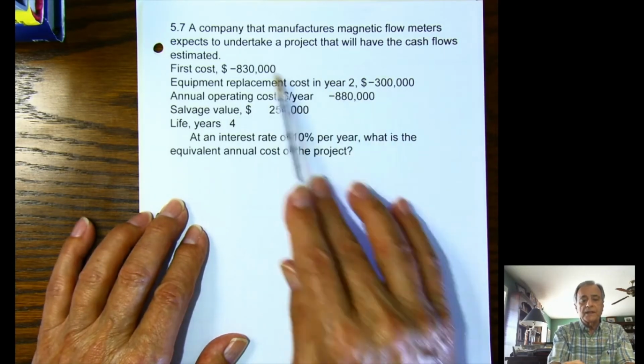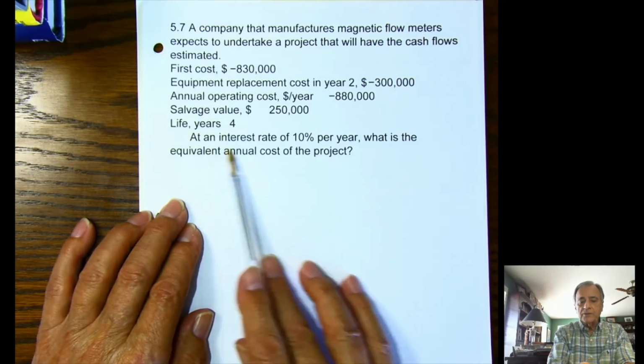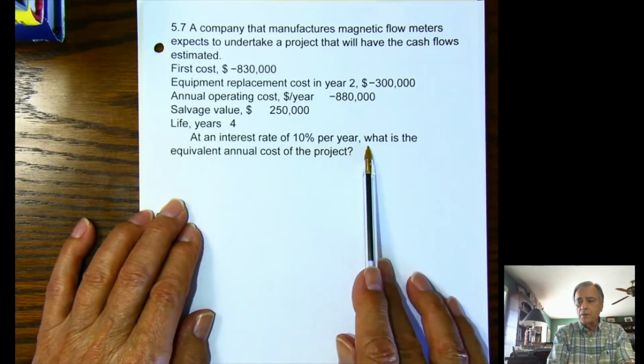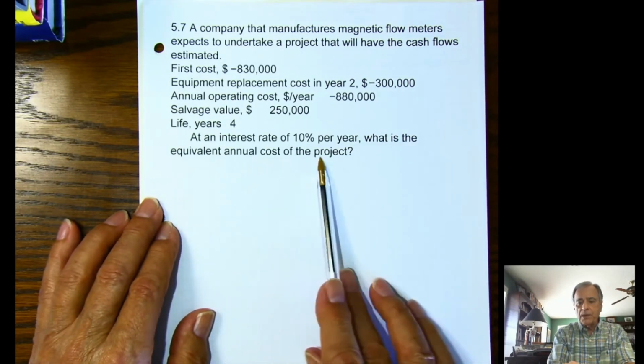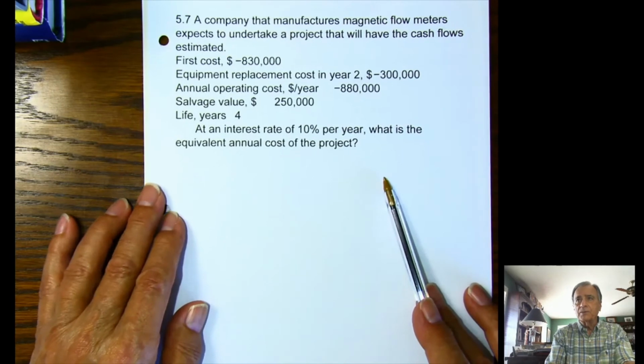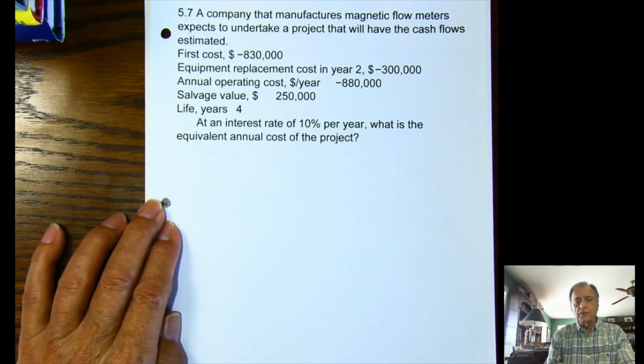These are all negative. They're all cost. The life is 4 years at an interest rate of 10% per year. What is the equivalent annual cost of the project? So it wants a uniform series that represents the annual cost of this cash flow.